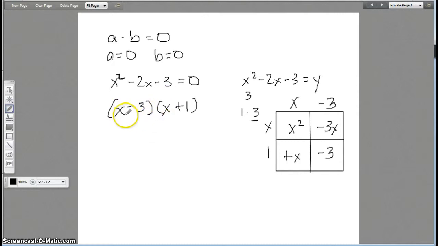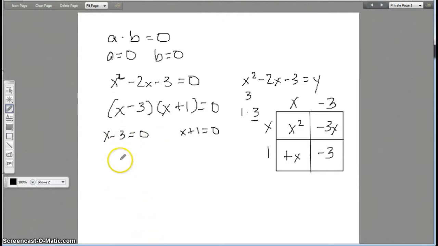Now, because x minus 3 times x plus 1 has to equal 0, that means we can use our zero product property to solve the equation. x minus 3 is a factor and x plus 1 is a factor. That means that x minus 3 equals 0 or x plus 1 equals 0. Either one of those will make our equation true. And we need to find all the values where this is true. So we're going to look for both values of x.